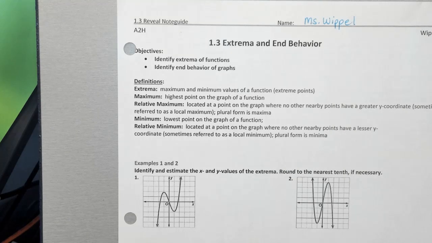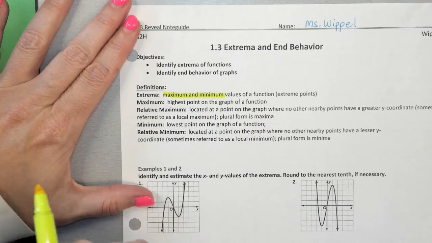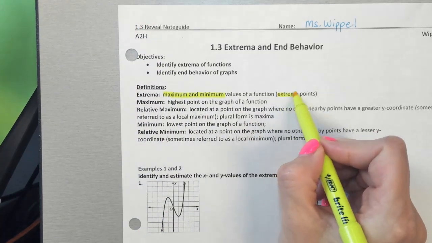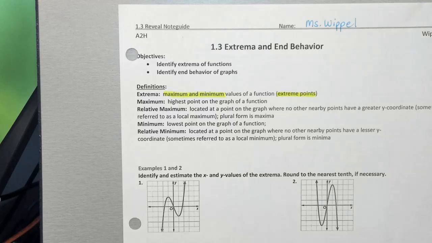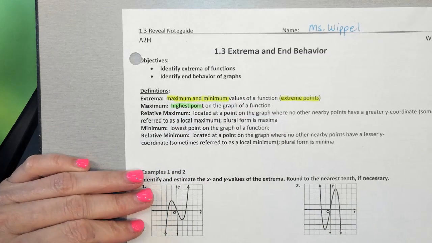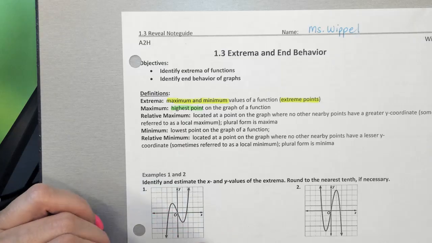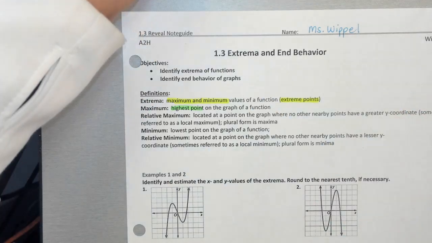So we are going to identify extrema of functions today. Some of you might be thinking, what is an extrema? That is just a maximum or a minimum value. These are extreme points, so extremely high or extremely low. You have looked at maximums before when you studied quadratics. Probably haven't done a lot with those, but you have found the highest point, or for the minimum, you would have found the lowest point.